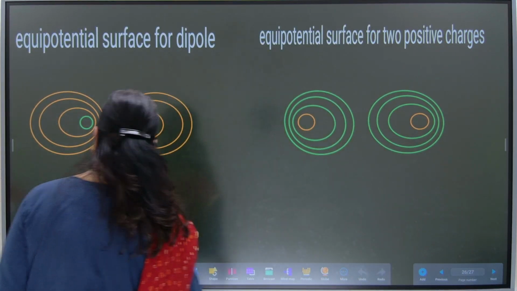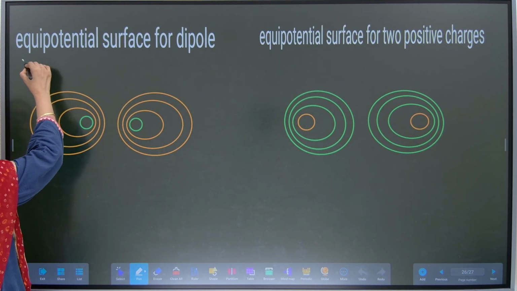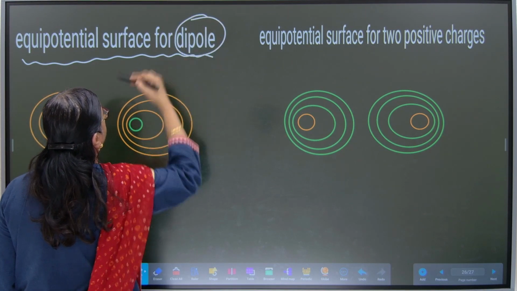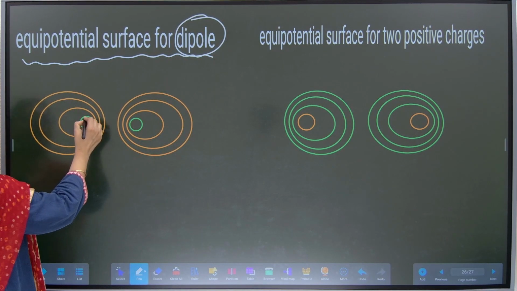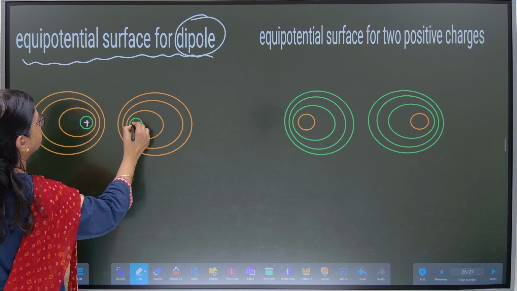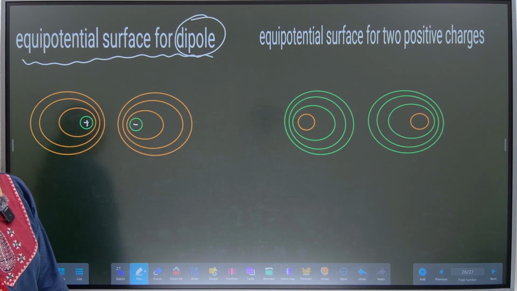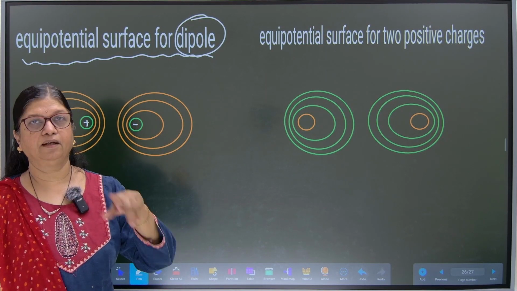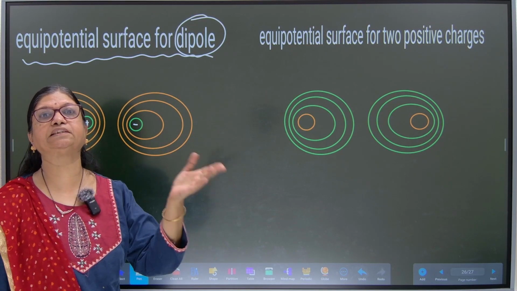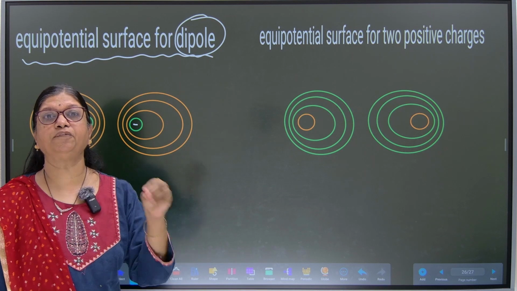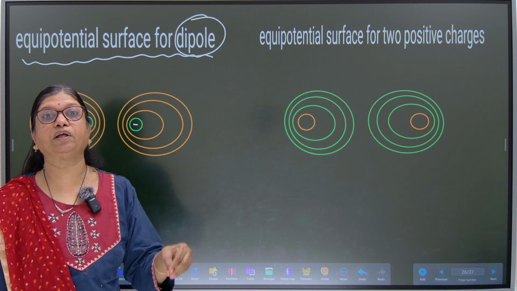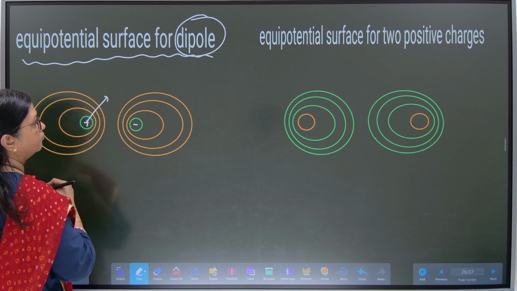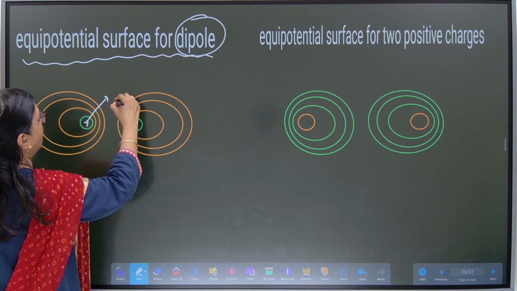Now here I have drawn the equipotential surface for a dipole. Now what is a dipole? One charge positive, one charge negative. If one charge is positive and one charge is negative, then their electric field directions will be different. They will be going from one charge towards another charge.